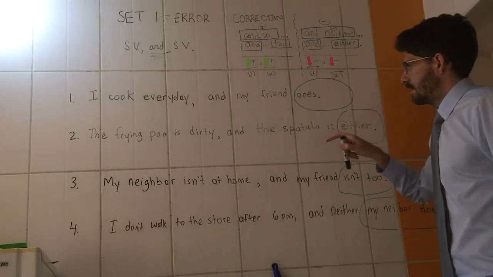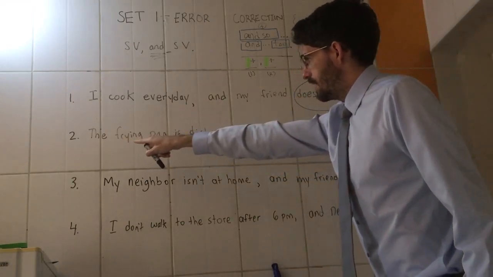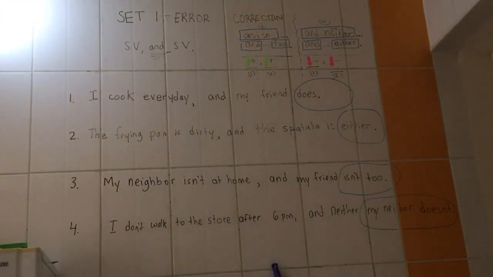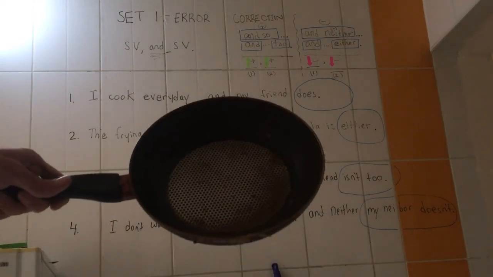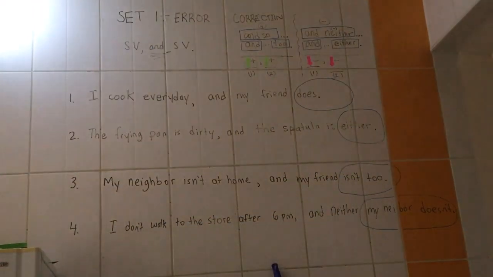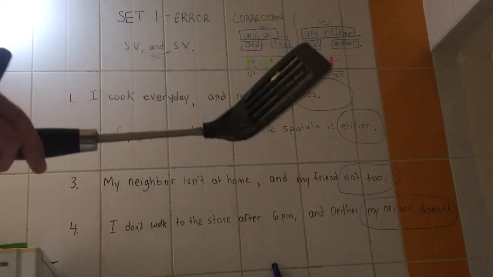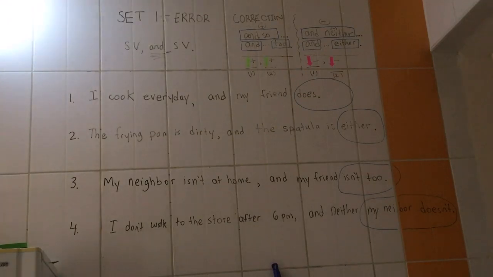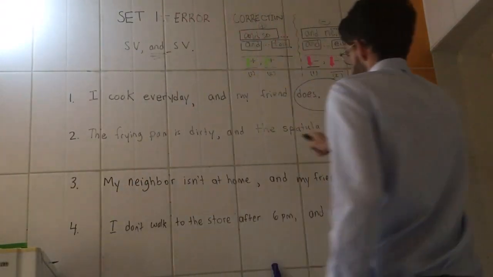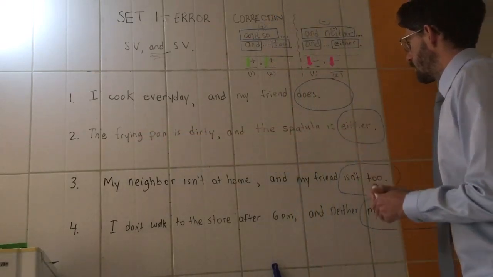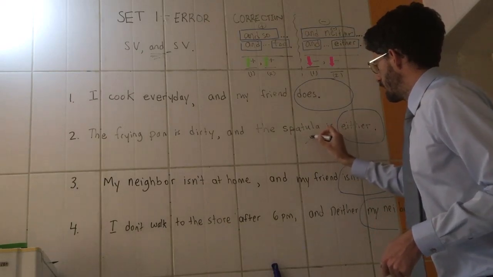All right, another sentence, number 2, the frying pan is dirty. Okay, so I have a frying pan here. It's dirty. And the spatula, everybody say spatula. The spatula is either. So the frying pan is dirty and the spatula is either. Okay, so we have the spatula here.